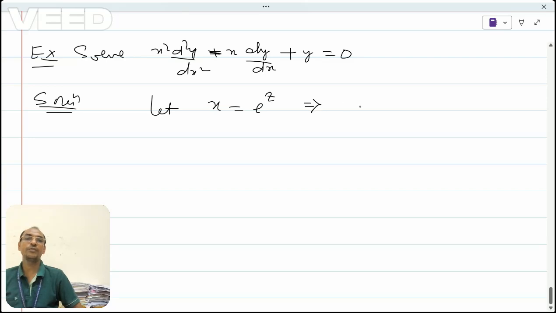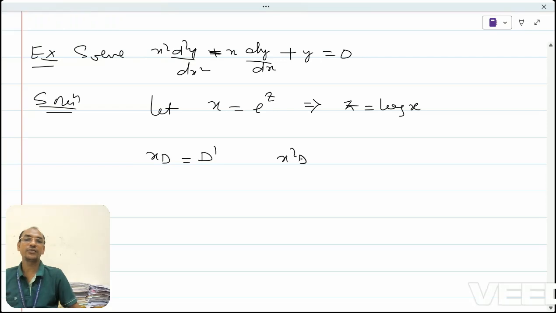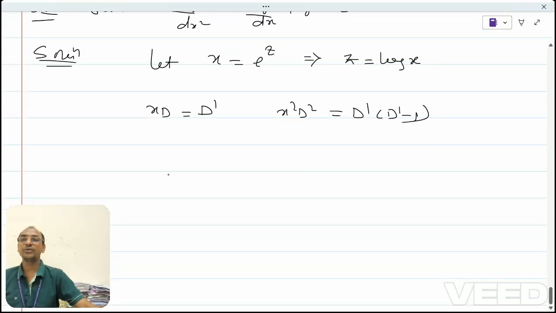If x equal to e to the power z, z will be nothing but log of x. Because of this transformation, xD will be D dash and x square D square will be D dash into D dash minus 1. So wherever xD is there, we will put D dash. Wherever x square D square is there, we'll put D dash into D dash minus 1. And so if we put that in the given differential equation, it will be D dash into D dash minus 1 minus D dash plus 1 of y equal to 0.